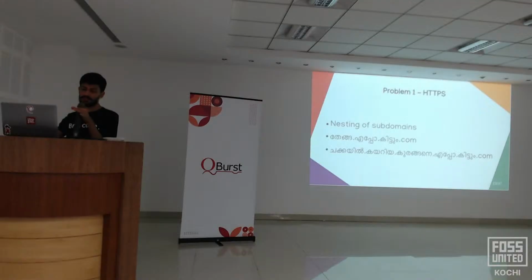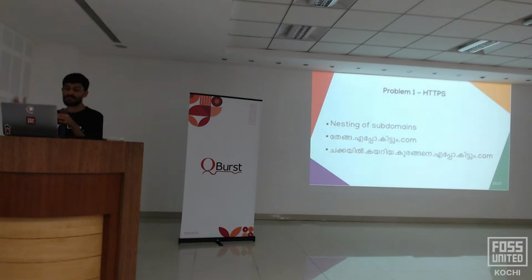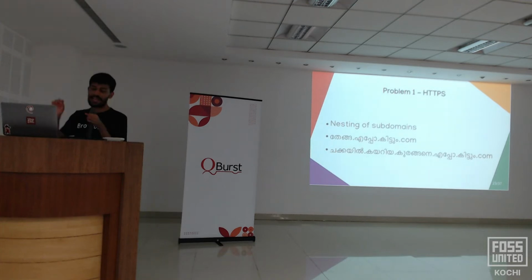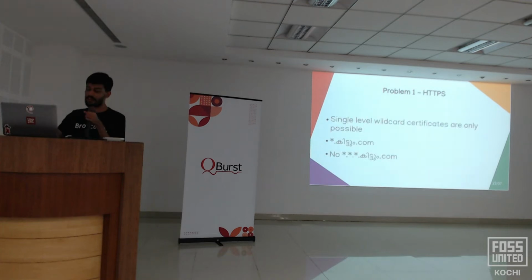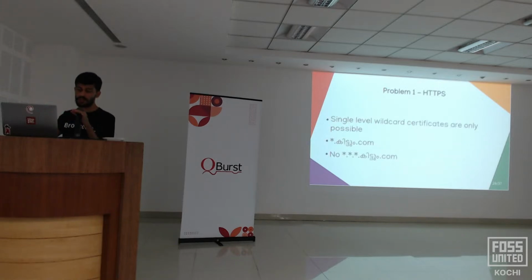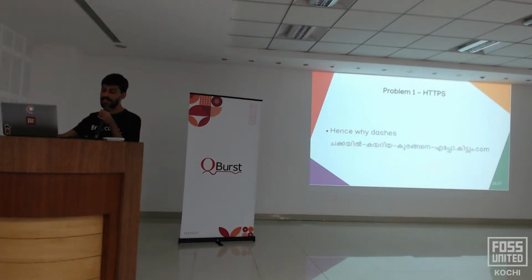So the best way is to prefix with a dot. You can prefix it as much as you want, but the problem is that SSL won't be there. That is why you have to use dashes. We have to replace the dots with dashes, and the only dot will be on the last part of the address. Single-level wildcard certificates are the only ones possible. This is a certificate-level problem. There's no solution to this, and hence you have to replace dots with dashes.